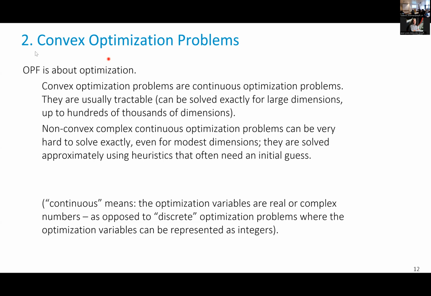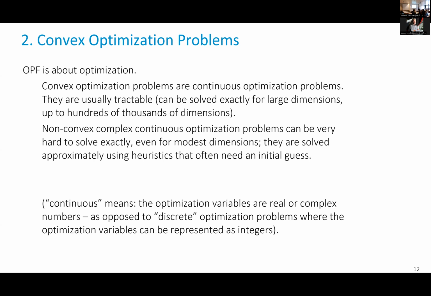Why is it a difficult problem? Well, because it's a non-convex problem. So OPF is an optimization problem, and as you know, there are two types of optimization problems. The convex optimization problems, for most of them, there is a good chance that even if they are very large size, there will be good solvers that are able to solve them.